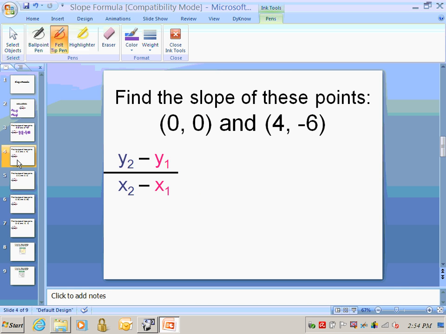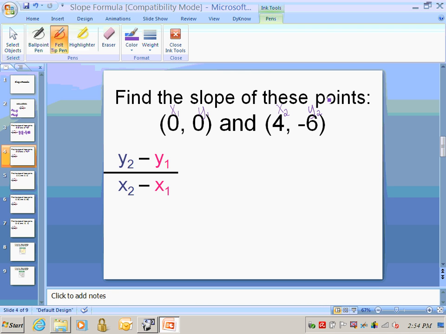Here's another one. So I'm going to call this x1, y1, x2, y2, and it does not matter which one you label set 1 and set 2. I could have easily made this one the second set and this one the first set. Your answer is still going to come out the same.